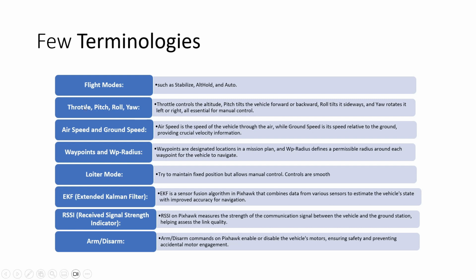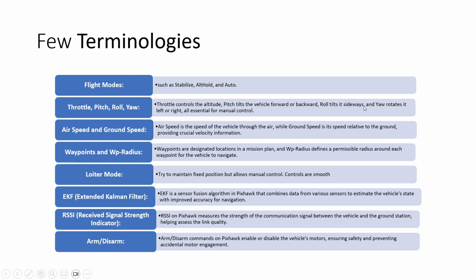Then for controlling, there are a few terminologies: throttle, pitch, roll, yaw. Throttle means the power you are giving to the motor. Basically, if you put in more throttle, then because of stability algorithms the drone would stay balanced, but the altitude increases. If you use the pitch, then pitch means it goes either forward or backward.